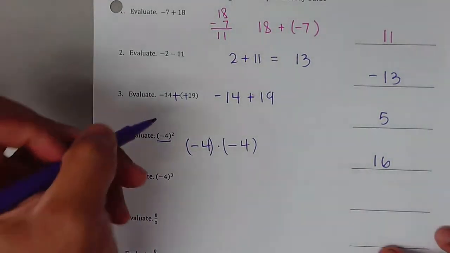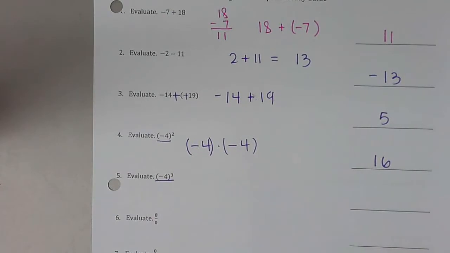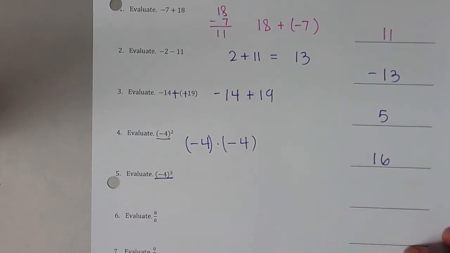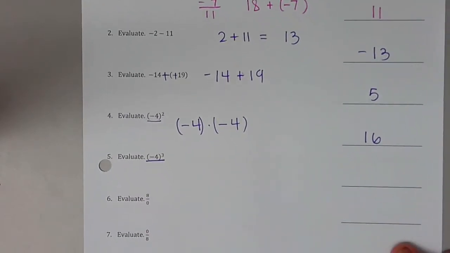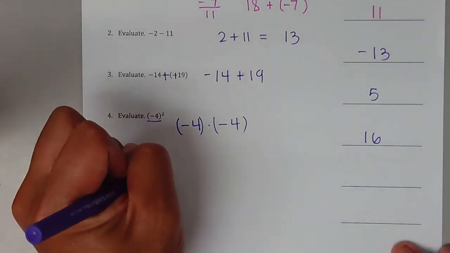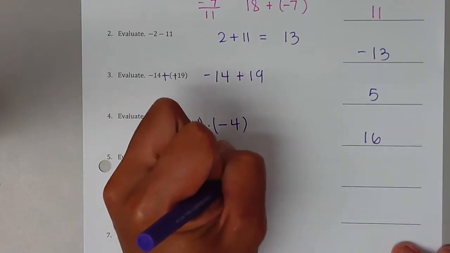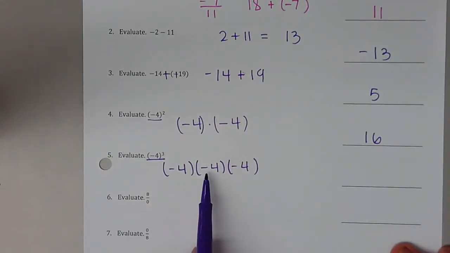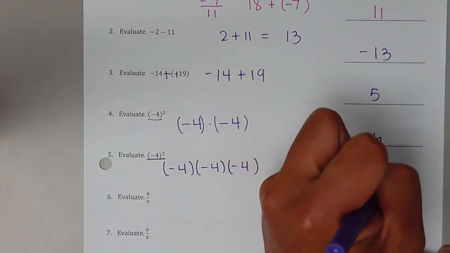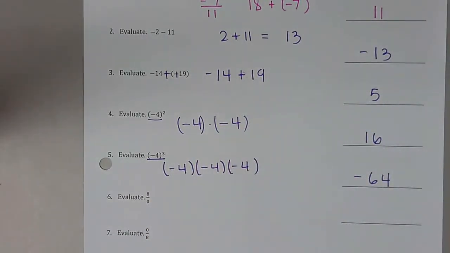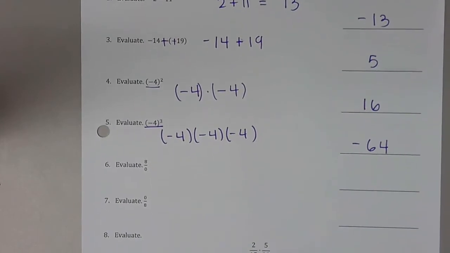All right, same thing with this, except we have an exponent of 3. Our base is negative 4. That exponent of 3 tells us we multiply negative 4 by itself 3 times. Negative 4 times negative 4 is positive 16. Positive 16 times negative 4 gives us negative 64. Final answer.